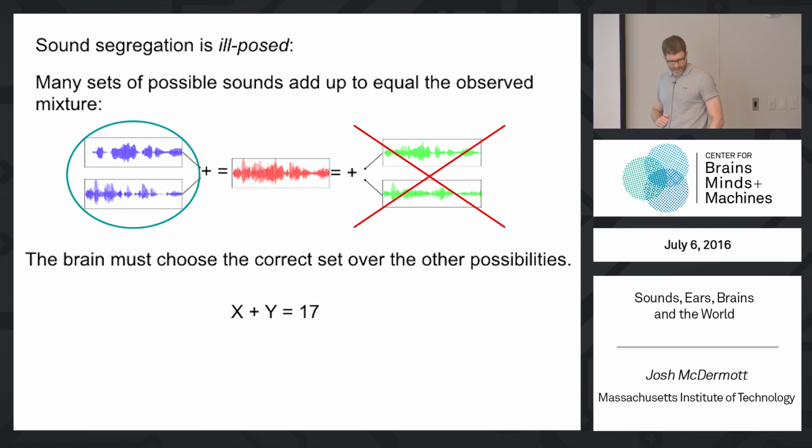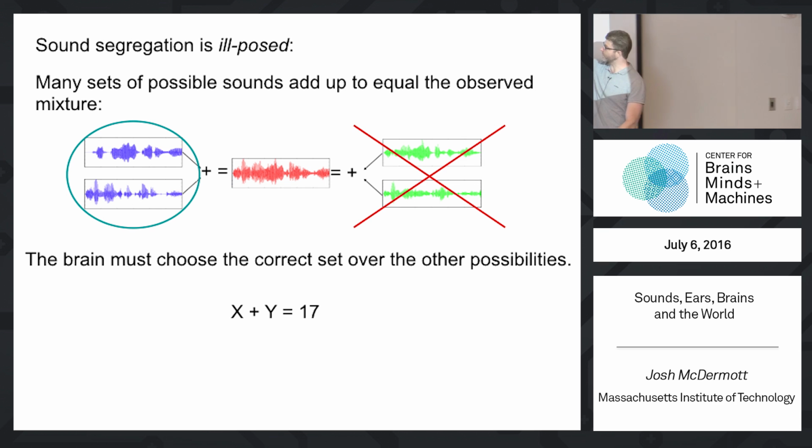Okay, so one of the things that makes this problem hard, and that also makes it very interesting, is that it's what we call ill-posed. Many interesting perceptual problems have this character. In general, what is meant by ill-posed is that the problem is not solvable. You don't have enough information in the sensory input to recover the things that you're trying to recover.